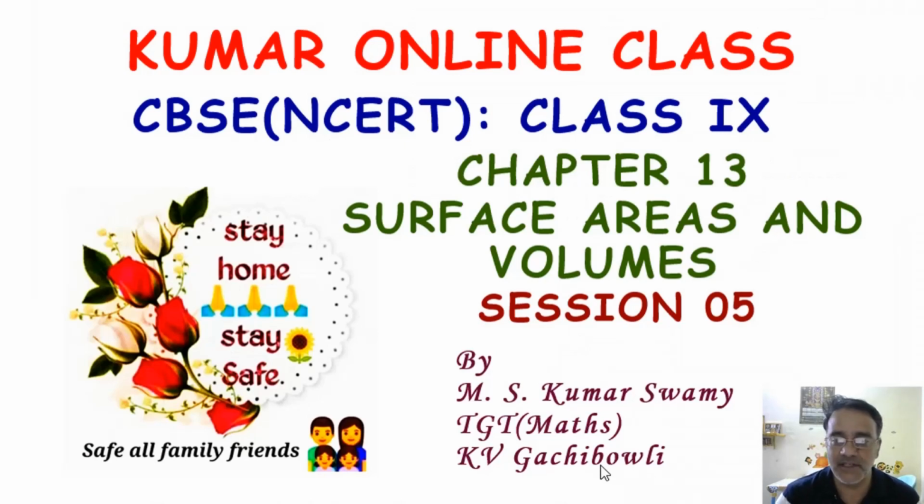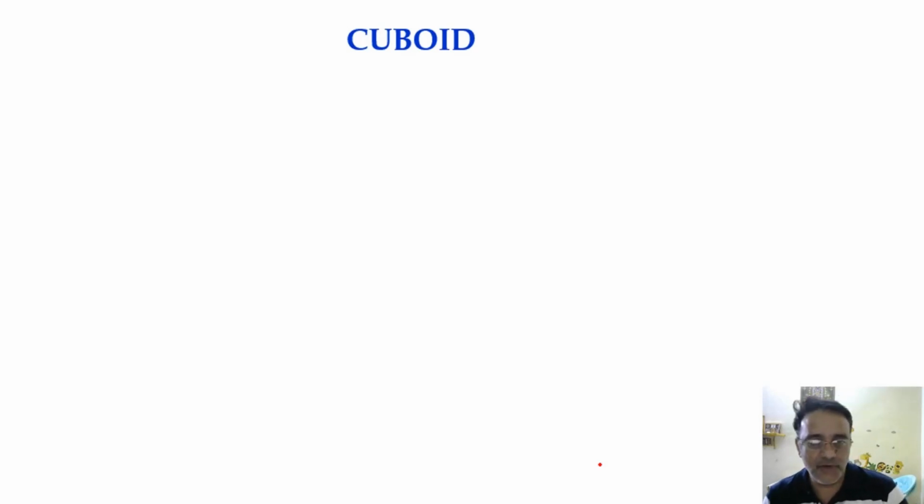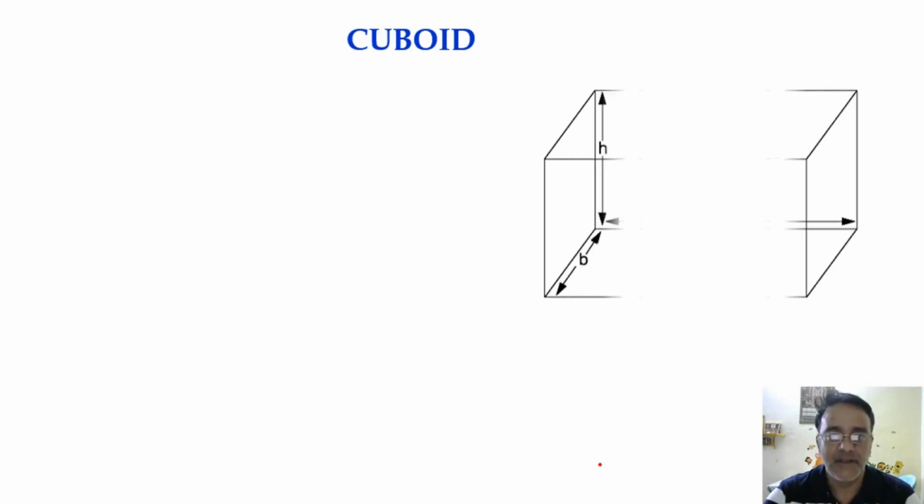Today we are going to start session number 5 of chapter number 13, surface areas and volumes. We are going to start again with cube and cuboids. I already told you in the beginning of the chapter that the first 4 exercises are based on surface areas only, and the next 4 exercises are based on volumes. So let us recapitulate cuboid.